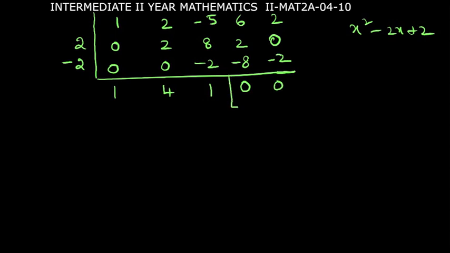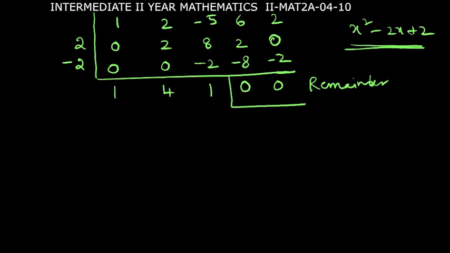So what is the remainder? 0, because this is a factor. This is a factor of the given polynomial. That is why the remainder you are getting is 0. The quadratic, what is the quotient? Quotient you are getting is x square plus 4x plus 1.